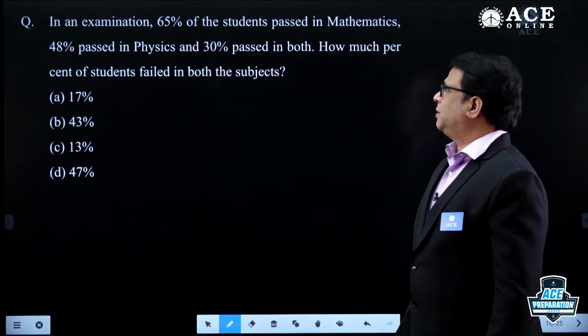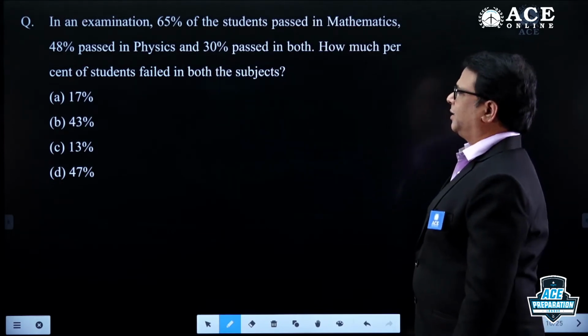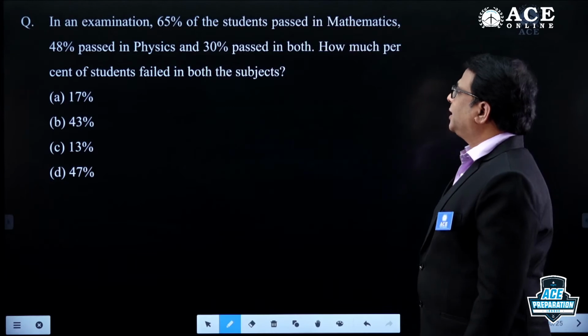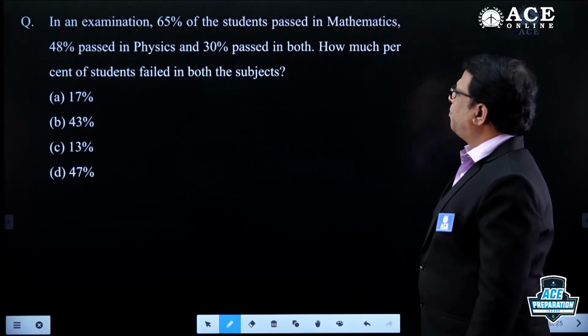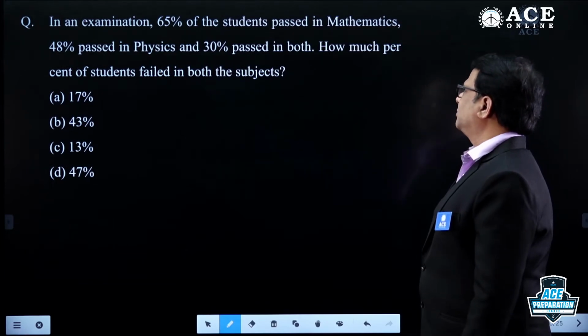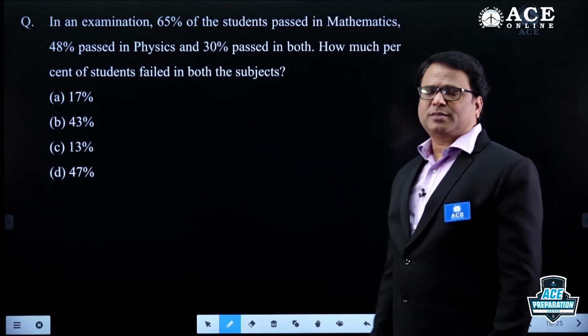In an examination, 65% of the students passed in mathematics, 48% passed in physics, and 30% passed in both the subjects. How much percent of students failed in both the subjects?